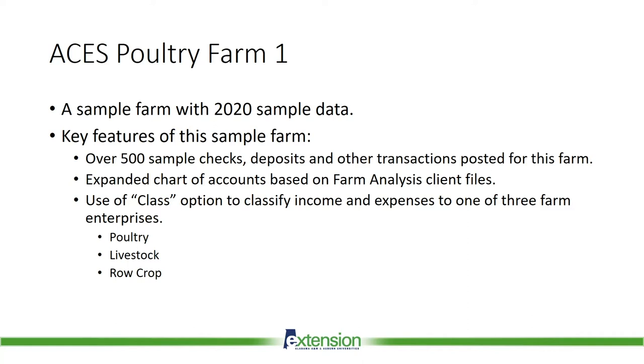So if we're going to discuss farm accounting, we need a sample QuickBooks file. So we created ACES Poultry Farm Number 1. The key features in this sample farm include over 500 sample checks, deposits, and other transactions posted for this farm for the year 2020. Expanded chart of accounts based on standard farm analysis client files. And most importantly of all, use of the class option to classify income expenses to one of three farm enterprises. In our example, we use poultry, livestock, and row crop.